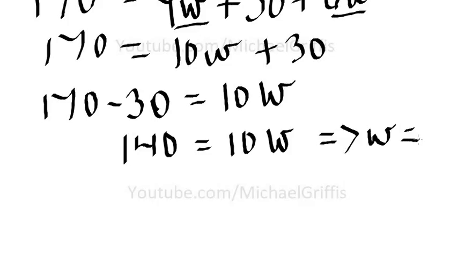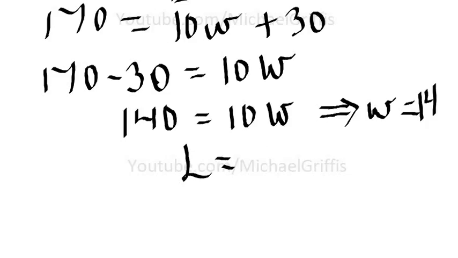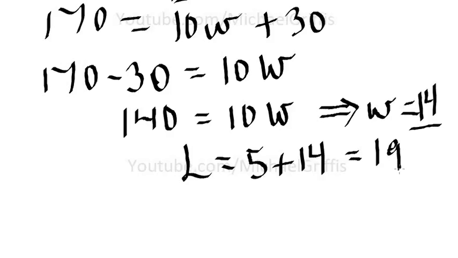Alright, so we multiply both sides of our equation by 1/10. We get 14. So W is 14 yards. Okay, so now we want to go back and find, well, what is L? Well, remember our relationship was 5 yards more than, so that's going to be 5 plus W, which is 14, and that's going to equal 19, right? 5 plus 14 is 19.